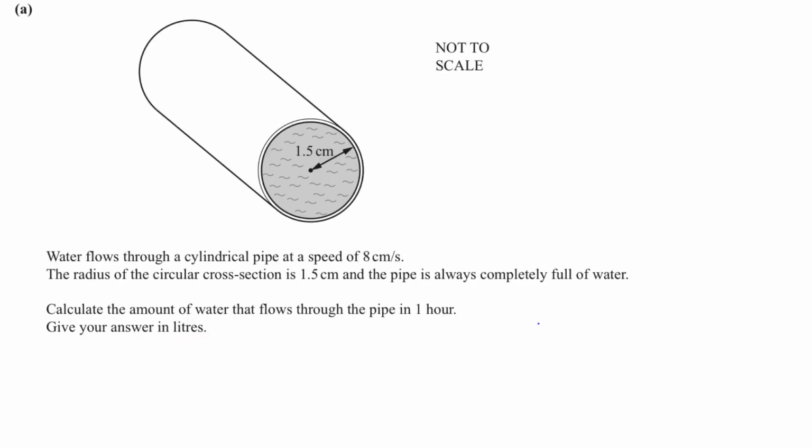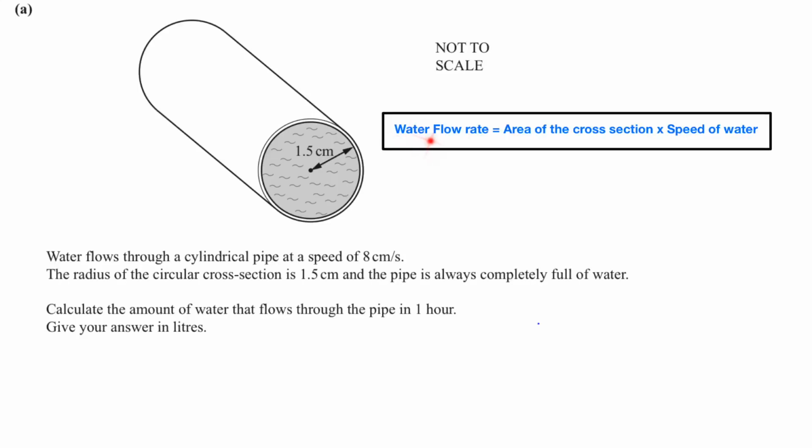The first thing you should know is the equation for finding the amount of water that flows, or the flow rate. Water flow rate is equal to the area of the cross section multiplied by the speed of the water. We have a circle here, so we find the area of the cross section by using pi r squared, and then multiply by the speed of water that is given here, 8 centimeter per second. Our r is 1.5 centimeter, so we square it, multiply by 8. But this is per second, and they want it in hour.